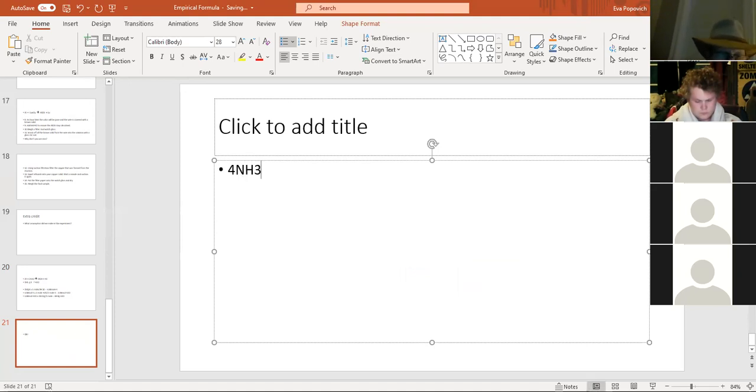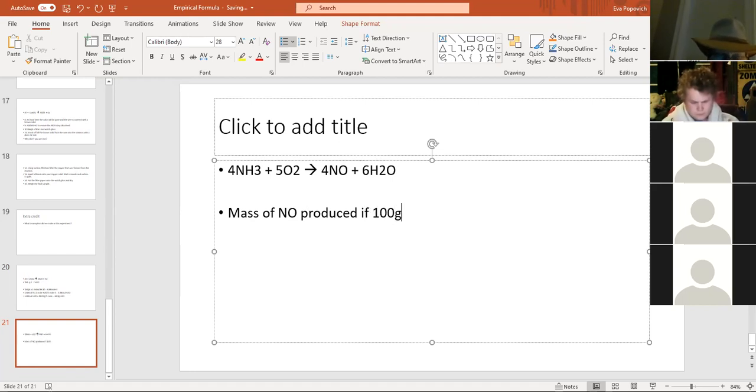4NH3 plus 5O2 gives the products 4NO plus 6H2O. Okay, and the question is? Find the mass of nitrogen oxide that could be produced if 100 grams of ammonia reacted with 100 grams of oxygen. And what is the limiting reactant?